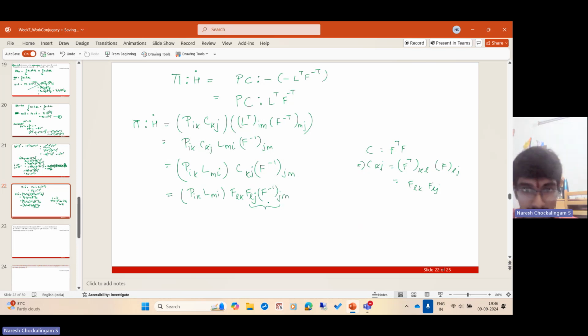By the property of inverse, this is nothing but delta. The common index is J. So you get a delta LM. So you get F LK delta LM, PIK LMI. So delta has the replacement property. So wherever you have L, you can replace it with a M. So this is PIK LMI.